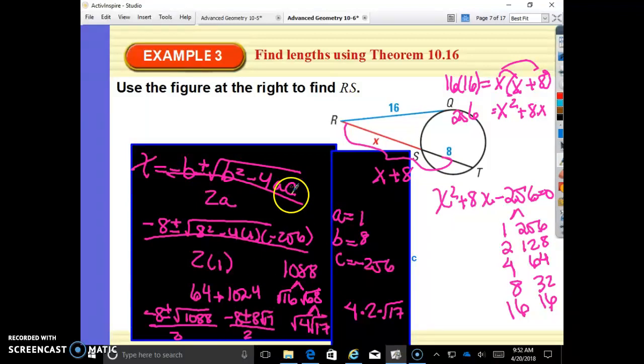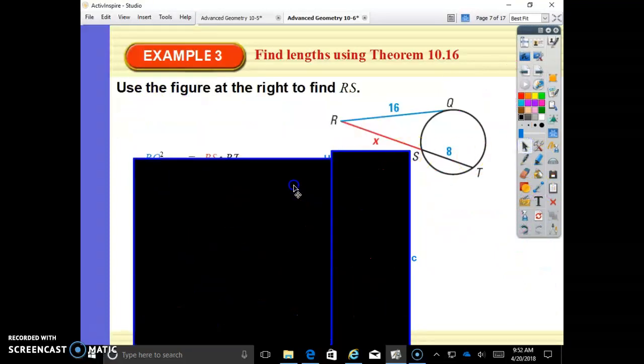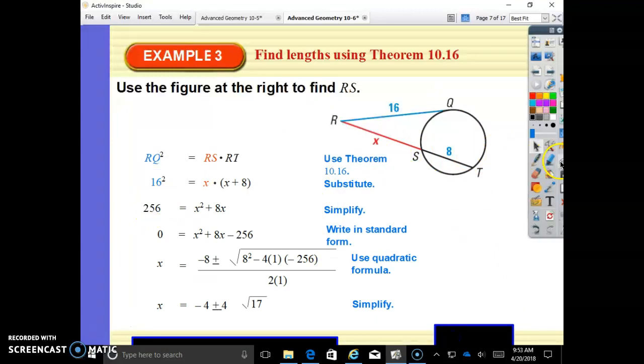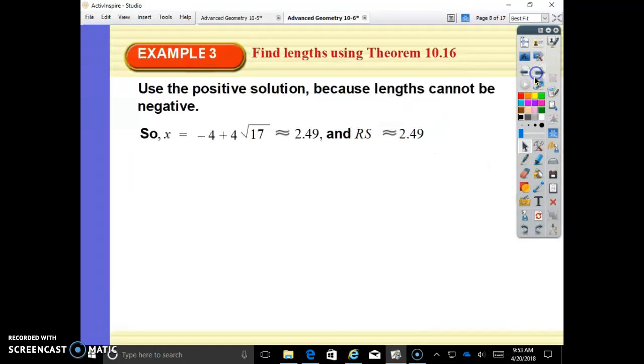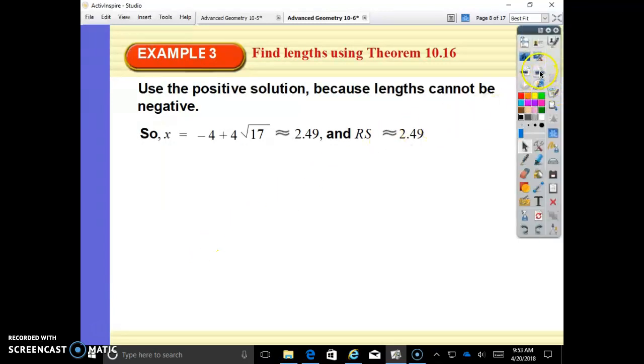This can reduce to negative 4 plus or minus 4 rad 17. So we cannot have negative 4 minus 4 rad 17 because we would have a negative length. So our one and only answer is going to be negative 4 plus 4 rad 17. We're only going to use the positive solution because our length cannot be negative.